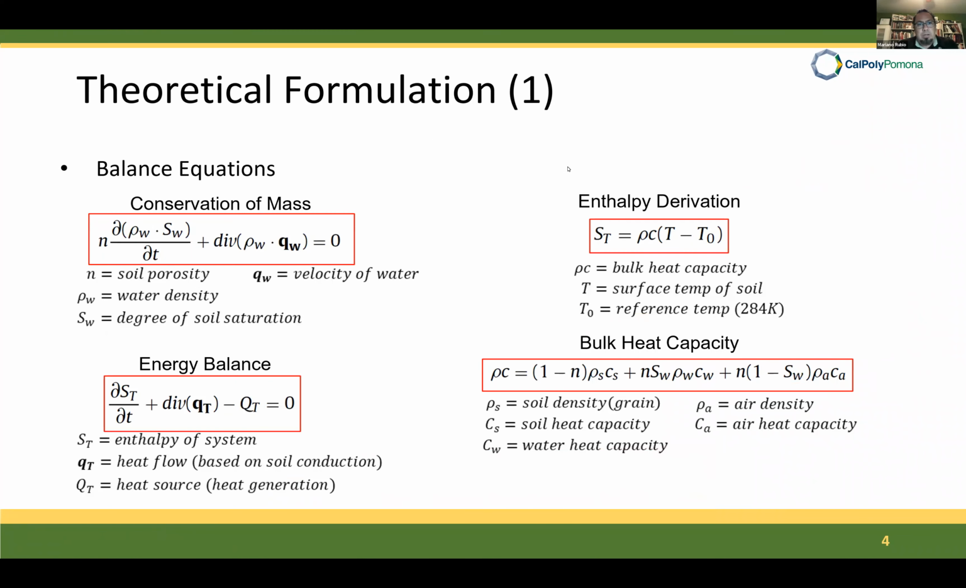The equations that governed the water was the conservation of mass equation, which we actually see the storage and the flow of water into the area. And we also see the energy balance equation, which also showed the storage and the flow of energy, as well as the heat generation within the soil property. And enthalpy was used as the storage mechanism, as well as calculation by bulk heat capacity, which included the soil grains, the water, and the air.